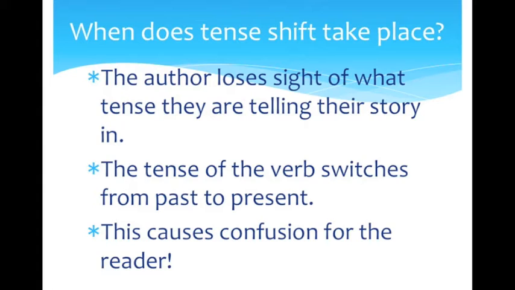Some examples of when tense shift commonly occurs are when the student has lost sight of what tense they are telling their story in and switches between both verb tenses, even though the story is supposed to continue during a set time. This leads to confusion for the reader because it can be hard to know in which verb tense the author really wants the story to be heard.